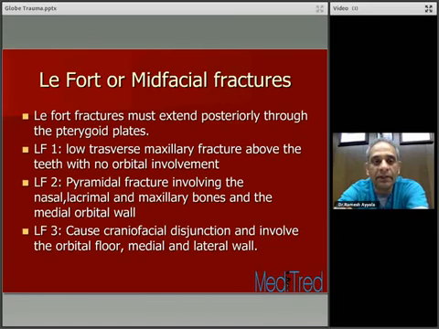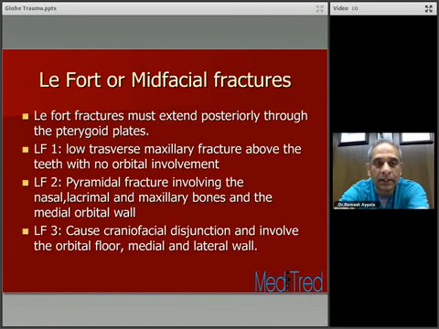So mid-facial fractures, or called the Lefort fractures, are classified into three categories. The Lefort fractures must extend posteriorly through the pterygoid plates. The Lefort fracture type 1 involves a low transverse maxillary fracture above the teeth with no orbital involvement. Lefort fracture 2 involves a pyramidal fracture involving the nasal, lacrimal, and maxillary bones and the medial orbital wall. And type 3 causes craniofacial disjunction and involves the orbital floor, medial, and lateral wall.